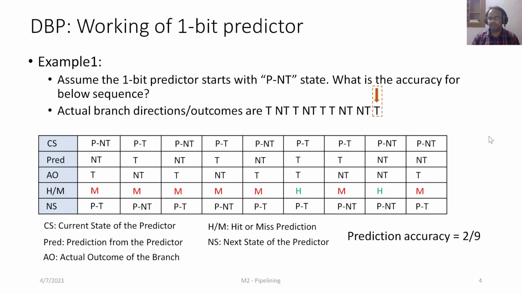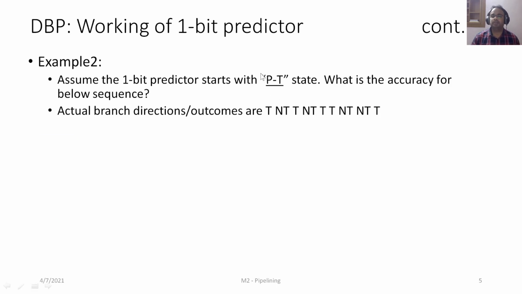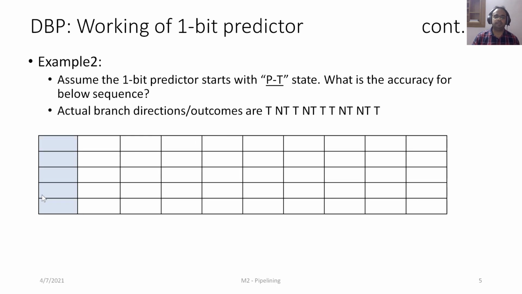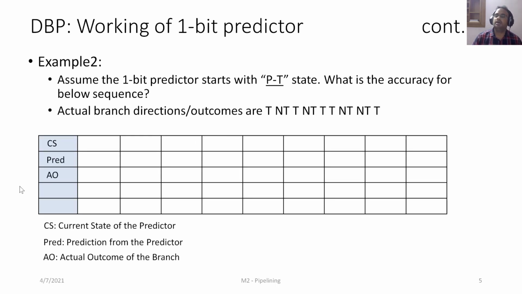Now let's do the same exercise, but here we are starting with the predict taken state. So here we have our table with the entries: current state, prediction, actual outcome, hit or miss, and the next state.